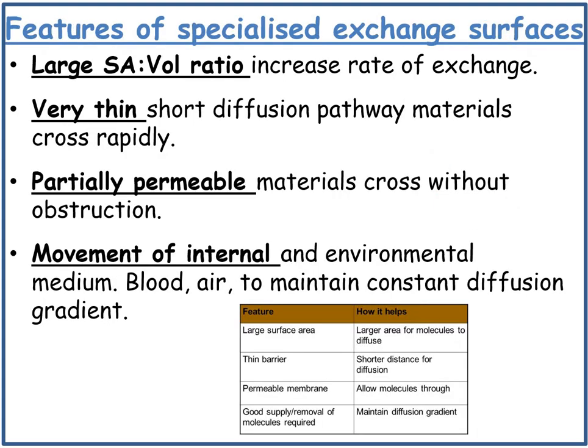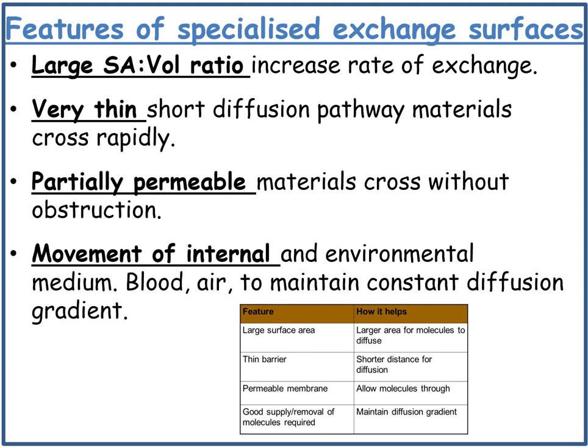So features of specialised exchange surfaces are they will all have a large surface area to volume ratio to increase the rate of exchange. They will all be very thin, so they have a short diffusion pathway, and so materials cross rapidly. They'll be partially permeable, so materials can cross without obstruction, and there will be movement of internal and external medium.